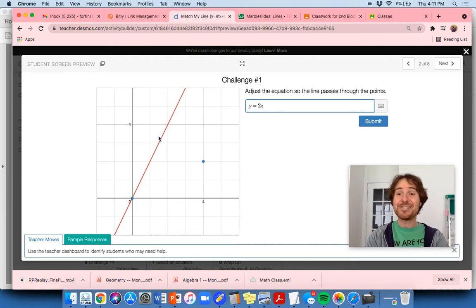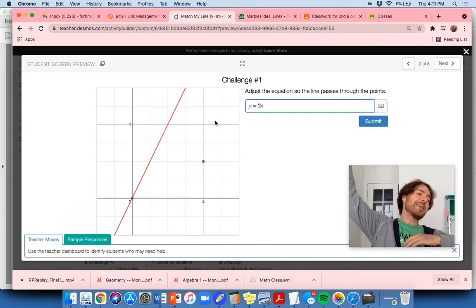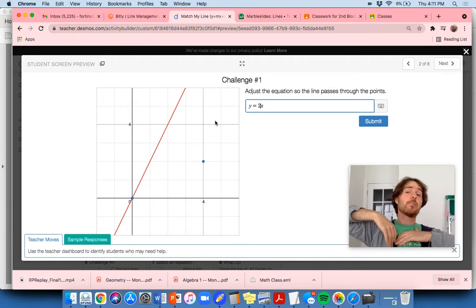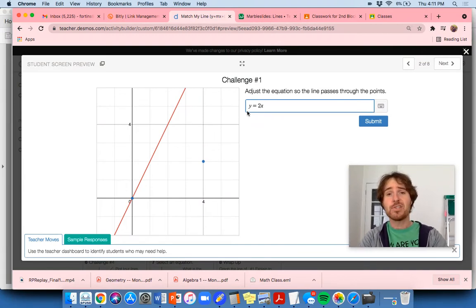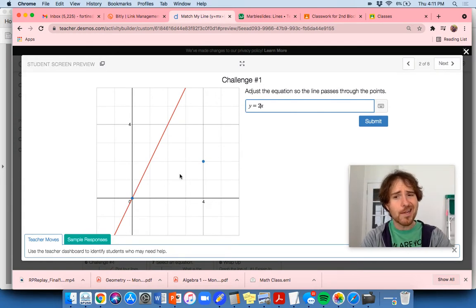So this is too steep. Remember, the larger the absolute value of the slope, the steeper the graph is going to be. If our slope is 100, that's pretty steep compared to this one of 2. If our slope is negative 5,000, that's even steeper because it has a larger absolute value. So here we need something with a smaller absolute value than 2, but it should be positive because this is an increasing line. So let's try 1.